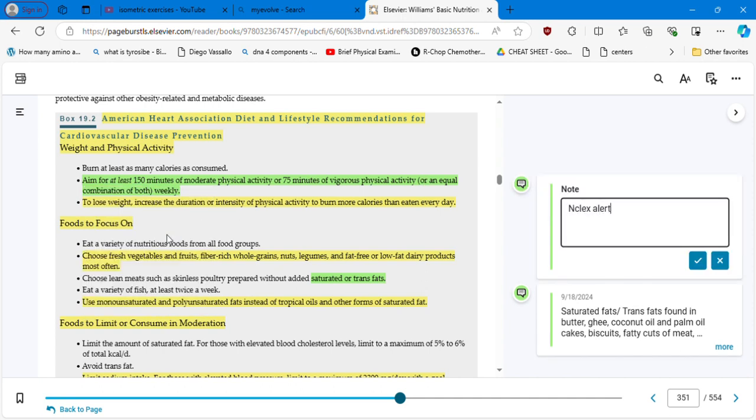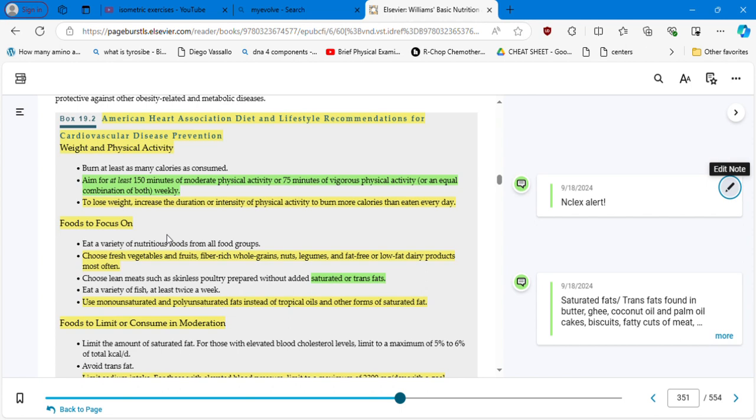NCLEX alert. So aim for at least 150 minutes of moderate physical activity. So please sweat a little bit. Or 75 minutes of vigorous physical activity, or an equal combination of both weekly. Okay, so there are people that say, no, I'm doing my walking, but they don't sweat. The hair remains the same. Okay, you have to do moderate or vigorous physical activity.